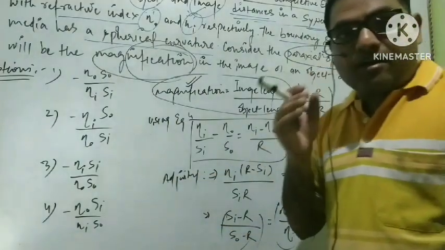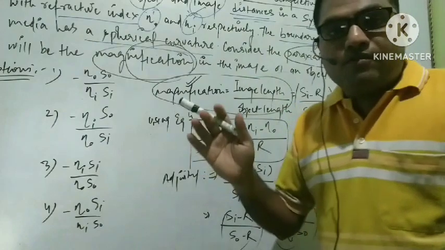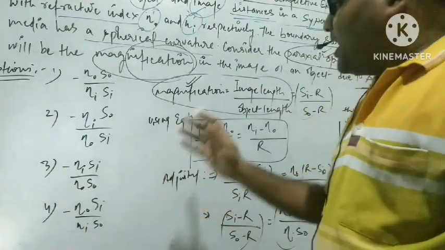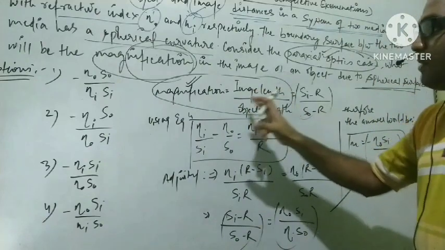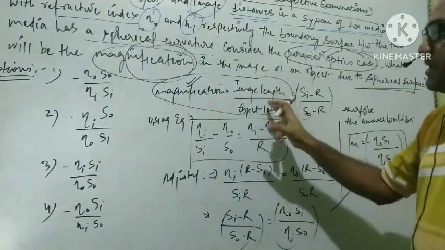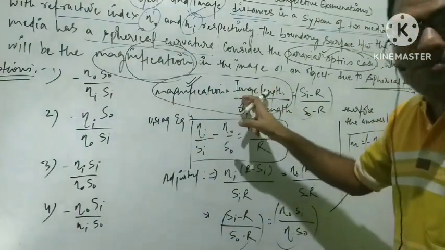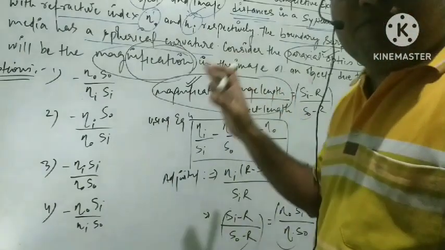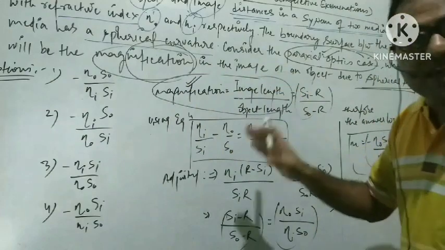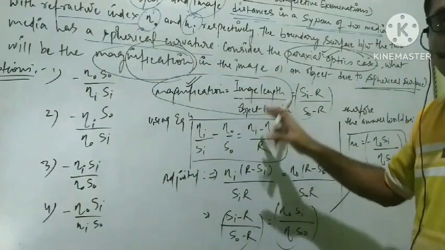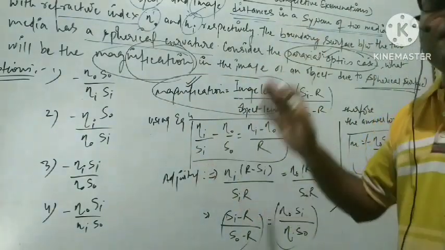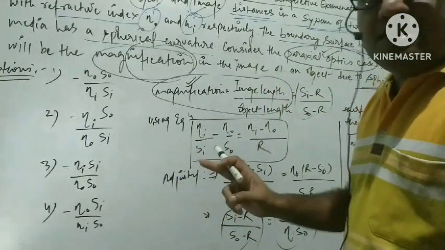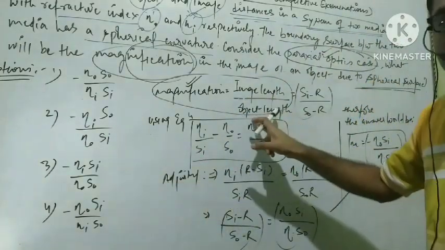So we are comparing with the actual object image. That's why I have divided the image length by the object length, because we have to compare the image length with respect to the object length, and that will define the magnification power. Magnification is always rated with respect to the object length. That's why it is image length by object length.